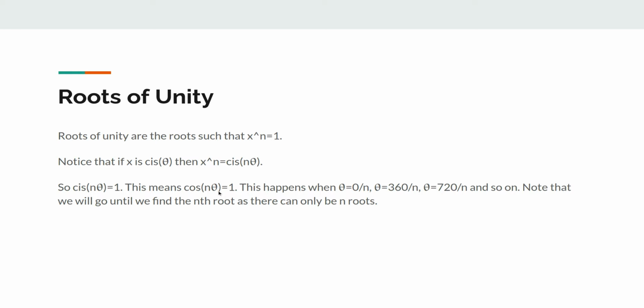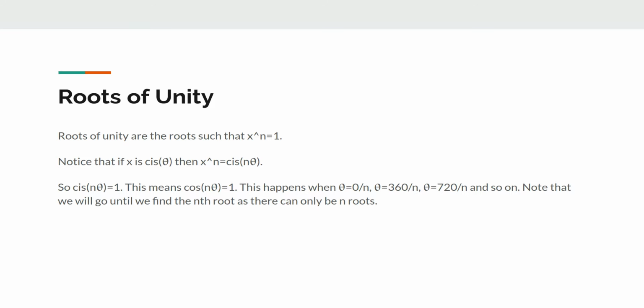This means cosine n theta is equal to 1. And this happens when theta is equal to 0 over n, 360 over n, 720 over n, and so on. And note that we will go up until we get the nth root. So eventually we're going to get to some point where the root is essentially the same as 0 over n. It's just going to be like 360 or something. And cis 360 is equal to cis 0.